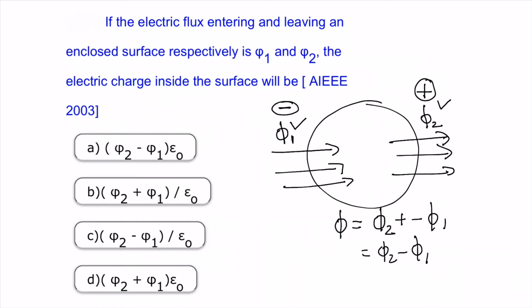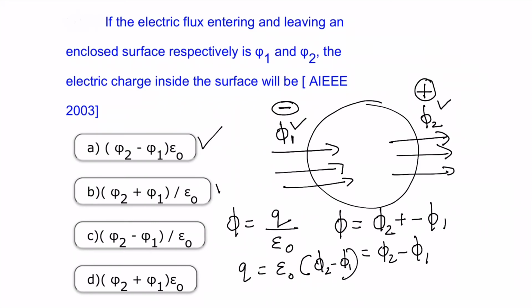And you already know flux is equal to charge enclosed inside the surface divided by epsilon 0. So Q is equal to epsilon 0 into total flux. What is that? Phi2 minus phi1. So option number A is the right answer.